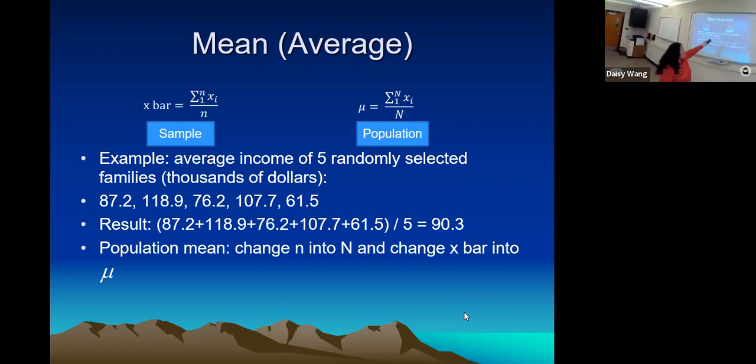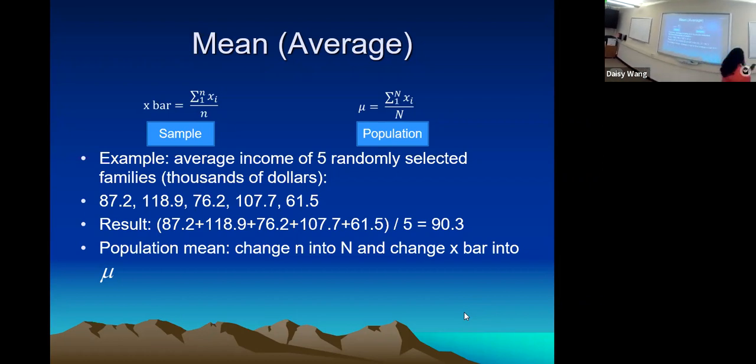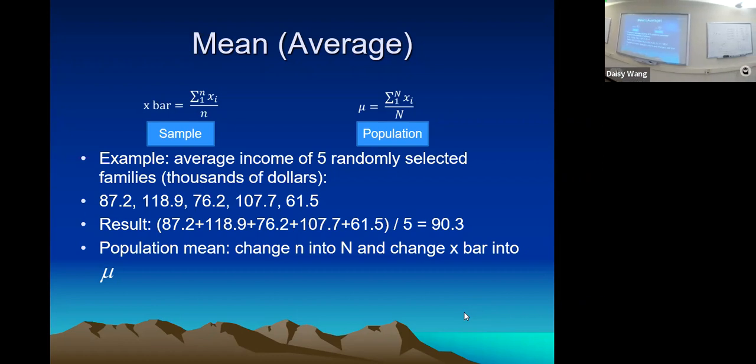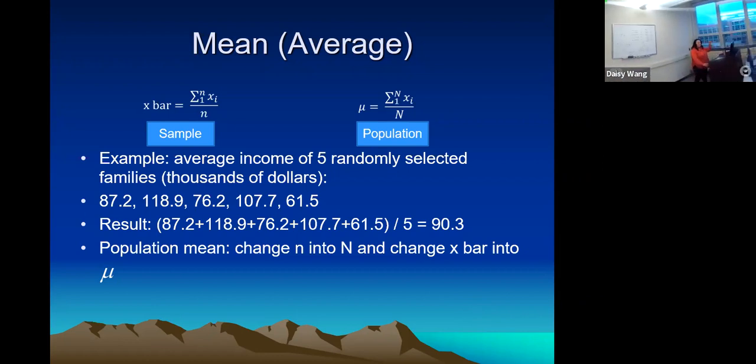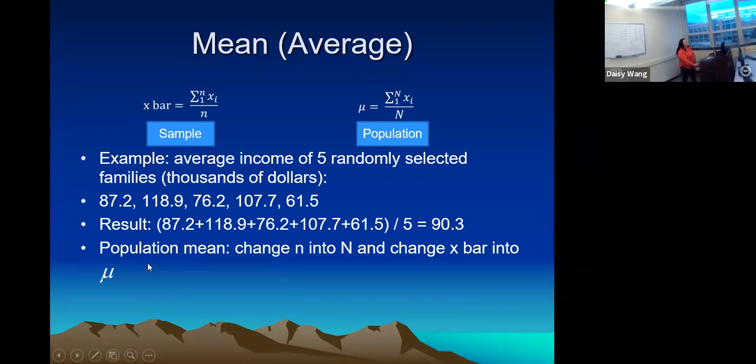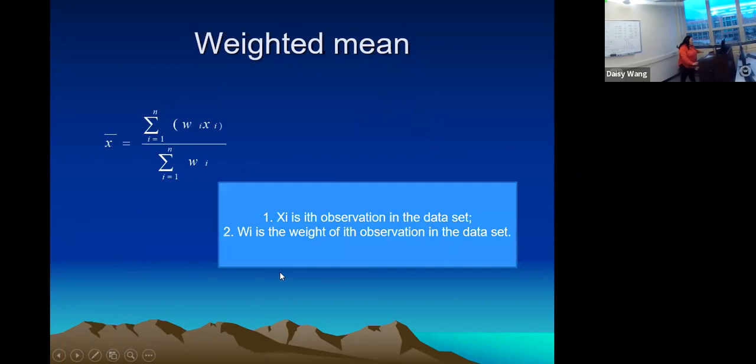So this is mu, the population, and this is the capital letter N. That's the difference. So this is the average. You see here, when we talk about the population, we change the smaller n to the capital N and X bar to mu. At least now it's easy for you to remember.